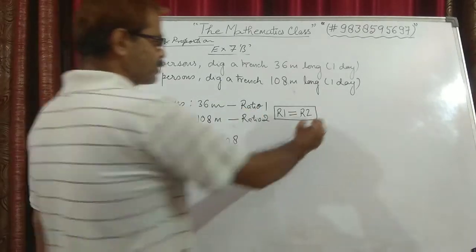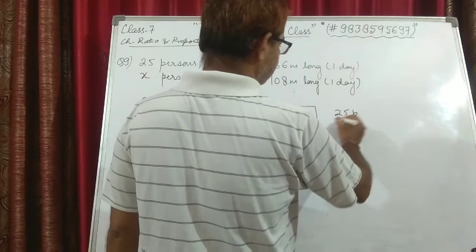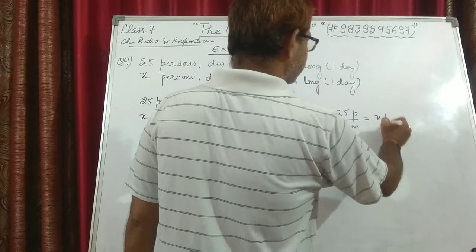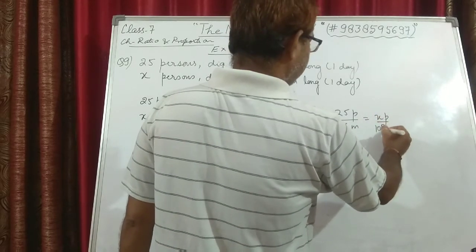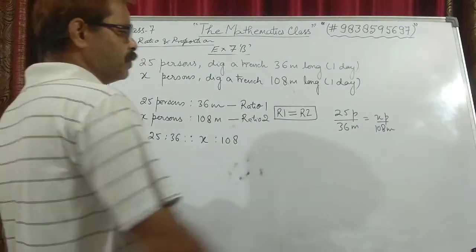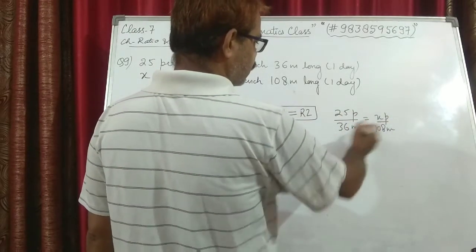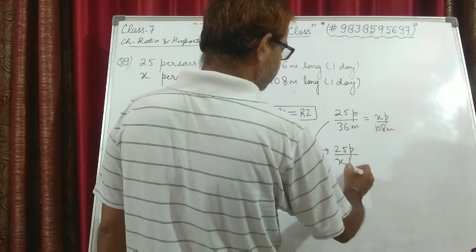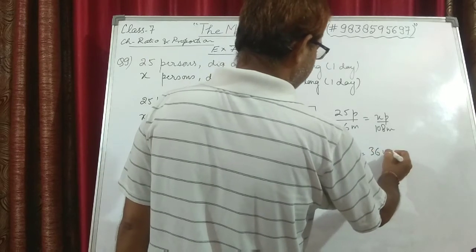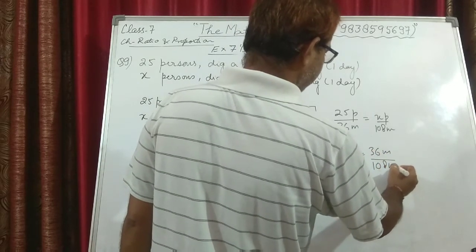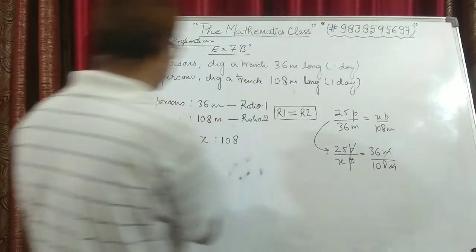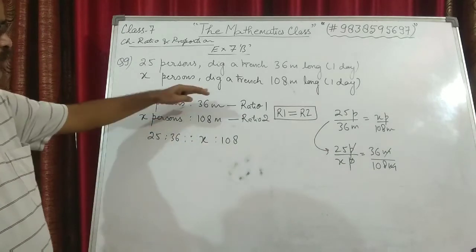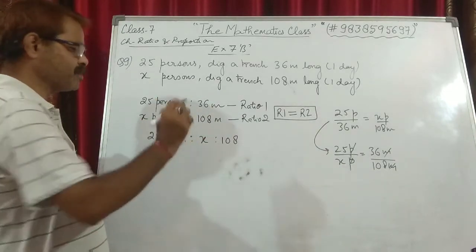Now the question arises, how 25 persons and 36 meters can be equated to x persons and 108 meters. So what you can do, we can just cross multiply, or this can be written as 25 persons is to x persons is equal to 36 meters upon 108 meters. So units will cancel and this will come into a ratio. So this can be written in this form, or this form I have written just to make it clear, or this is the simplest form how we can write it.